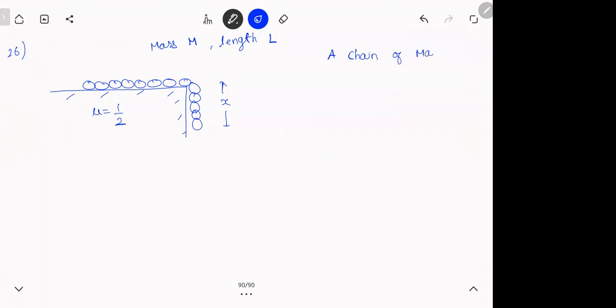We got a chain. The chain of mass m, length L. Some part is hanging outside. So x part is hanging. Friction is half. A part of it is overhanging. It's placed on a table with x part hanging.